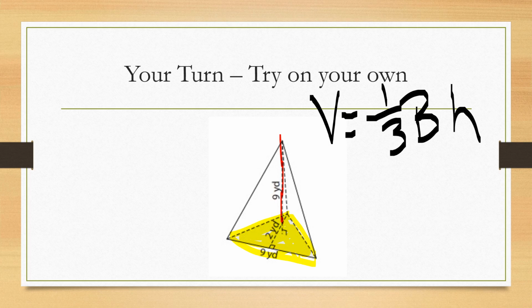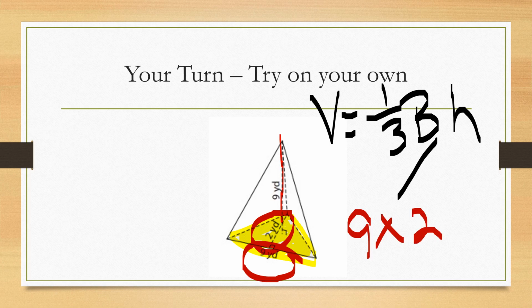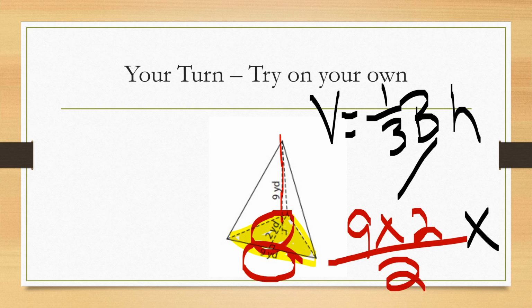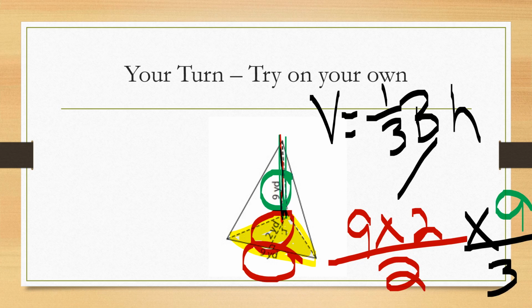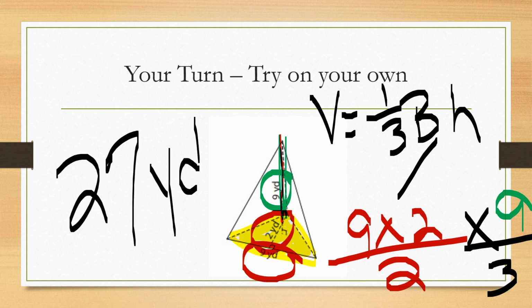So let's see if we got it right. Okay, for our big B, it has to be on the triangle, so 9 and 2, so 9 times 2 divided by 2 because it's a triangle. Then we're going to have times the height. The height on this one went straight up and down right here, and that was 9. And then we have to divide by 3 because of the 1/3. So when we put all that in, we have 9 times 2 times 9 divided by 2 divided by 3, and we get 27. So you get 27, and it's yards cubed.